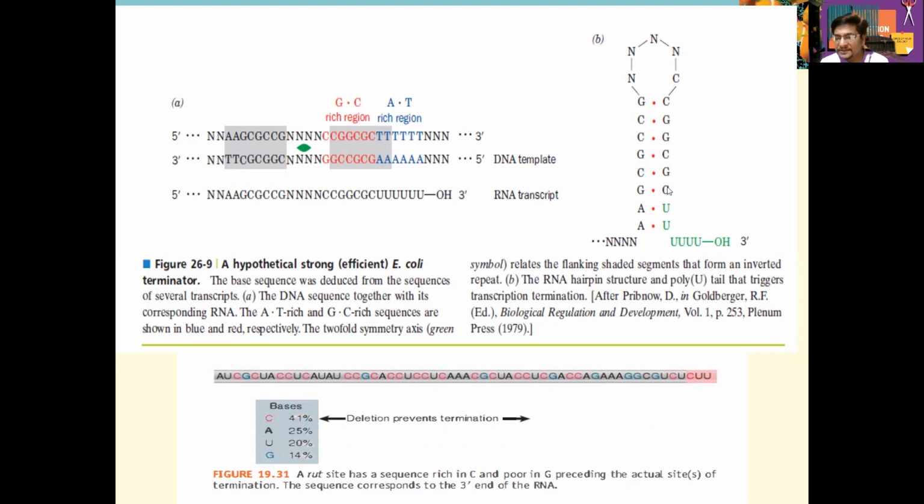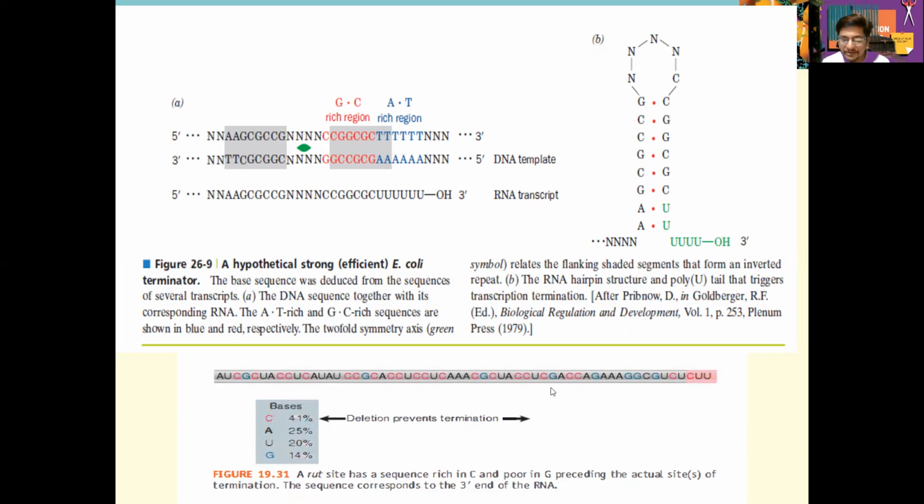Okay, and you see this is the hairpin loop formation which is going to happen. If you just look at this part, a lot of GC is involved in making this, and this is going to make the strong hairpin loop. If you look at the percentage, it is very high. Here the composition is C 41%, A 25%, U 20%, and G 14%, because the right side has a sequence which is rich in C and poor in G, preceding the actual site.